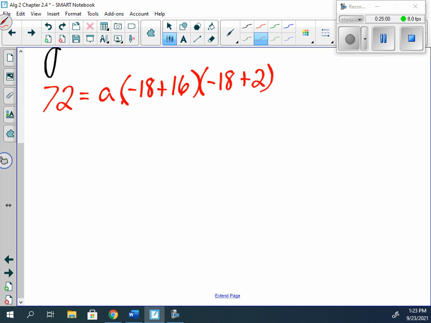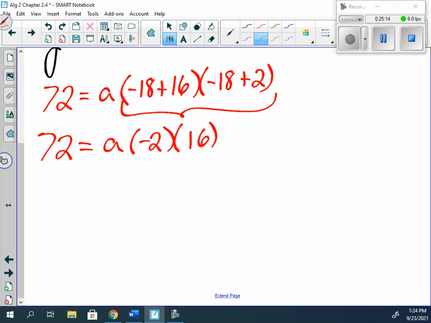Just like with the first one, all that is just a number. We can type it all in. And exactly, you're right, Trey. It would be negative 2 and negative 16. Well, negative 2 times negative 16 is? So we got 32.